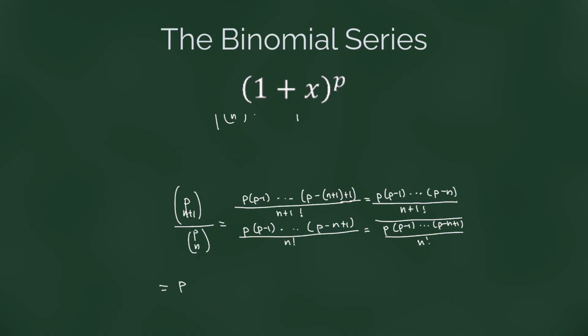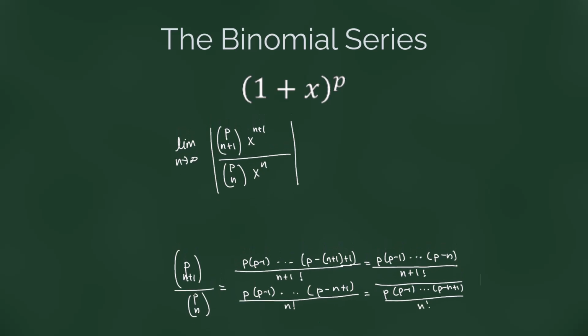If we flip that second one over, we get that this is p times p minus 1 all the way out to p minus n over n plus 1 factorial times n factorial over p times p minus 1 all the way out to p minus n plus 1. Well, each of the terms in this cancels with a corresponding term over here. And of course, n factorial and n plus 1 factorial give us a lot of cancellation. So what we end up with is p minus n over n plus 1.